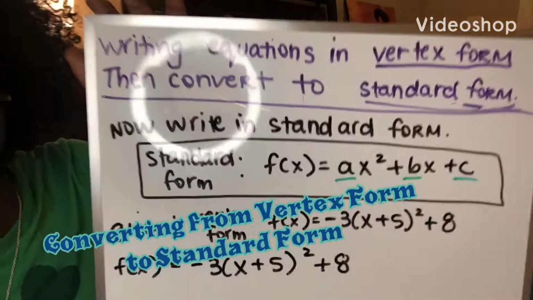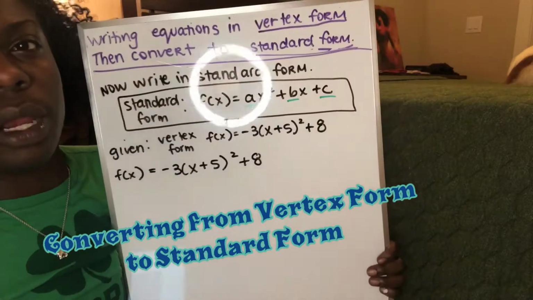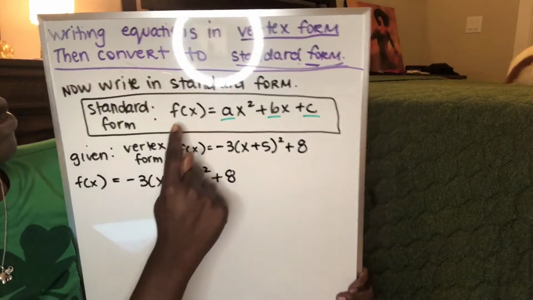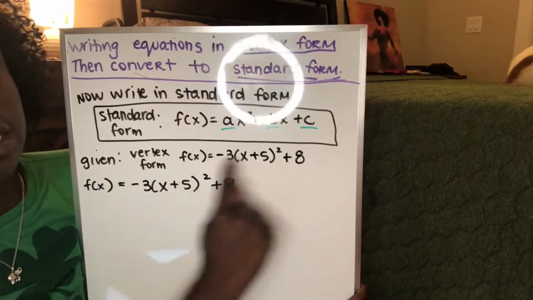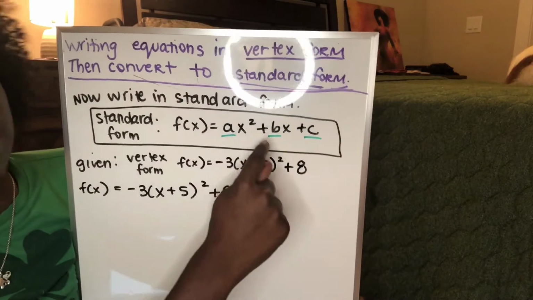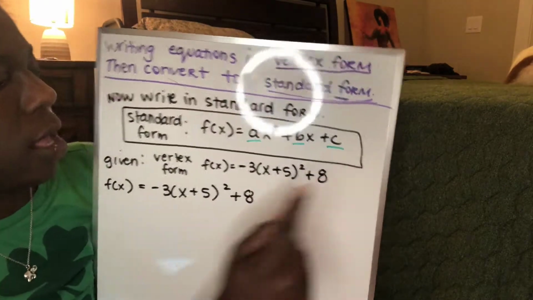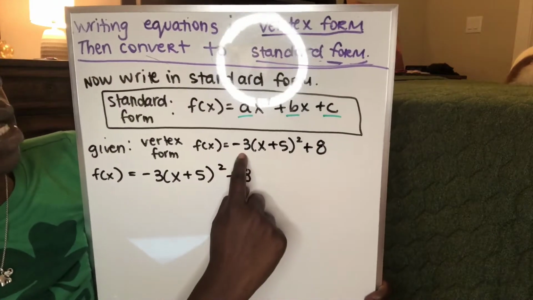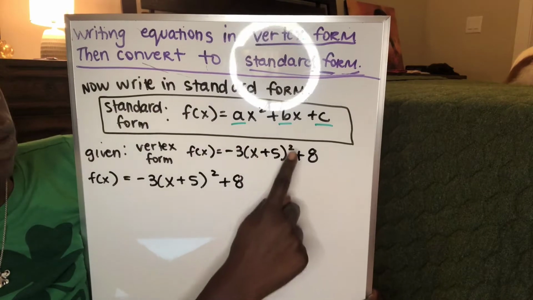All right, y'all, so here we are at part 2, okay? Now we are going to be writing it in standard form. We already wrote it in vertex form. So that standard form equation that our answer needs to be in at the end is ax squared plus bx plus c, okay? So we just found our vertex form, which is f of x or y equals negative 3 times (x plus 5) squared plus 8.